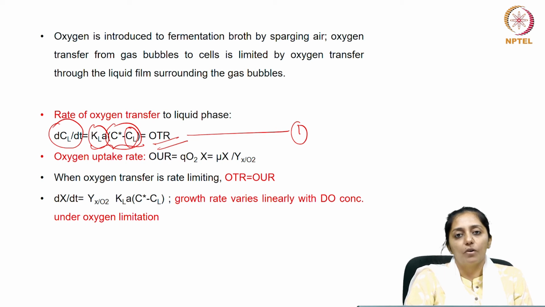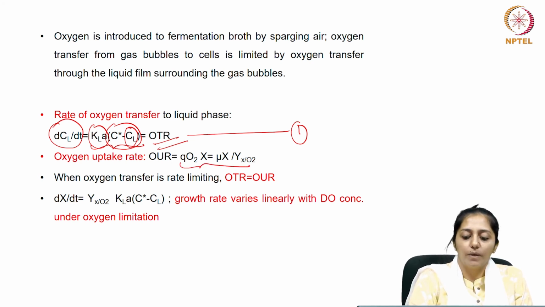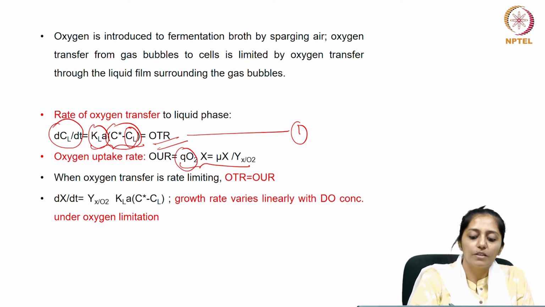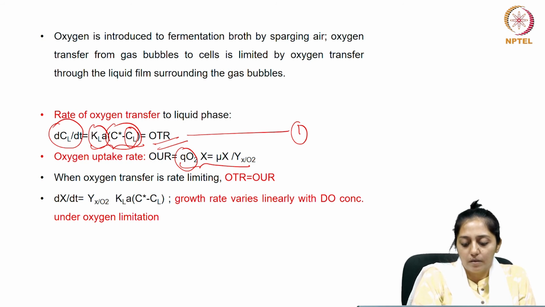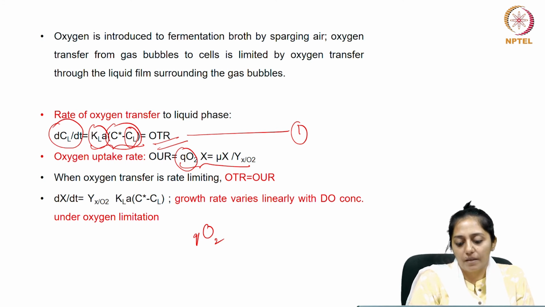Similarly, the rate at which the oxygen is getting consumed in the fermentation broth can be given as QO2 multiplied by X, where what is QO2? QO2 stands for the specific oxygen demand of the culture, which means the amount of oxygen consumed per unit biomass per time. So to understand oxygen uptake rate, QO2 is the specific oxygen uptake rate. If we convert it into oxygen uptake rate, we need to multiply it with the biomass so that it becomes oxygen uptake rate.